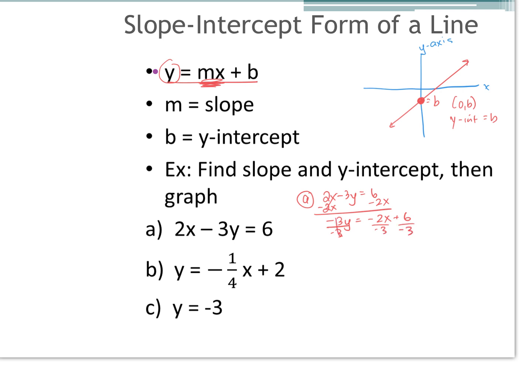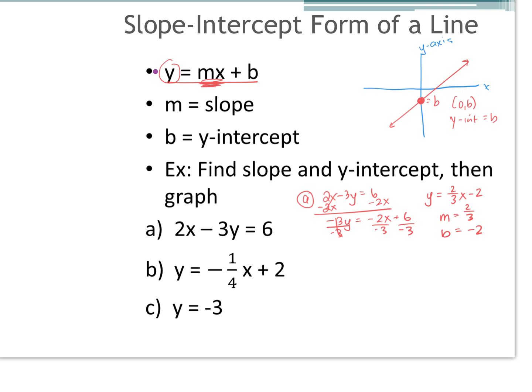And when I simplify, I'm going to get y equals, now I have minus 2 over minus 3, which is just going to be positive 2/3. A minus over a minus is a positive. And I'm going to have plus 6 over negative 3, which simplifies to negative 2. And so now I'm able to look at A, and I know that my slope is 2/3, and my y-intercept is negative 2. I'm going to go to the next page, and I'm going to graph that line. Again, it's going to be a slope of 2/3 and a y-intercept of negative 2.